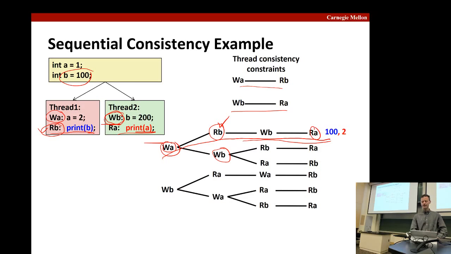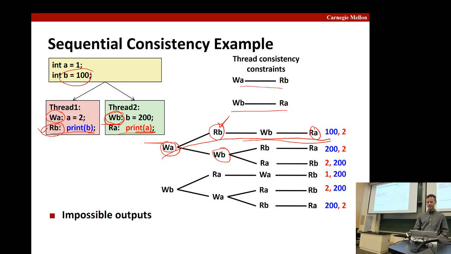What about the next one? Write A, write B, read A. Any ideas there? Good. You see why? Because both writes were done before any of the reads, you're going to get the two new values written. And so forth. You can test yourself on all the different combinations.